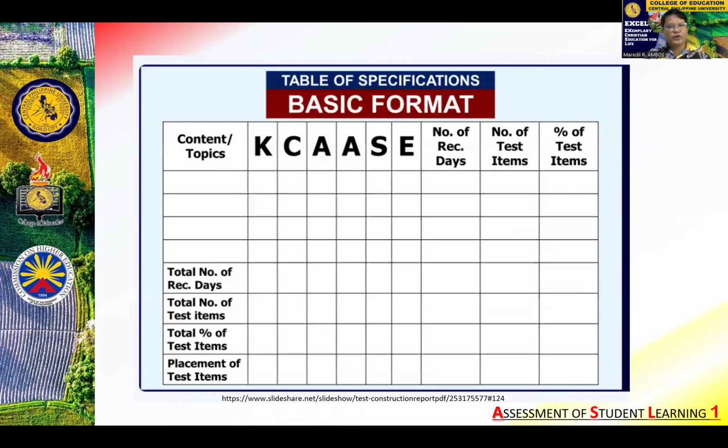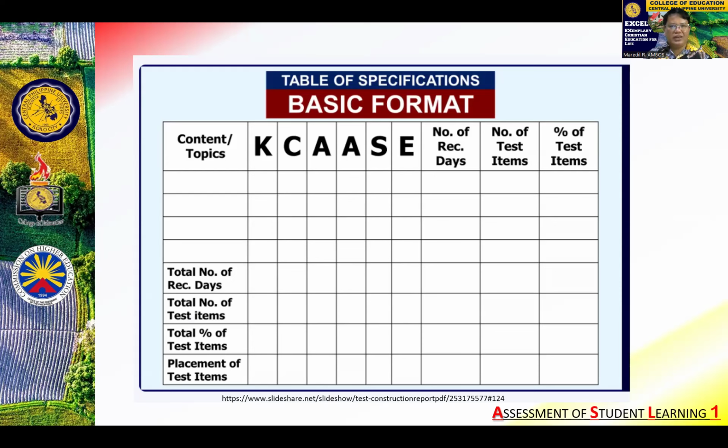Take a look at the basic format of the table of specifications. You can see the content or the topics. You have space there for the topics. Then we have the Bloom's taxonomy. The K here stands for knowledge, the C is for comprehension, A is the application, then analysis, S is synthesis, and of course, evaluation.